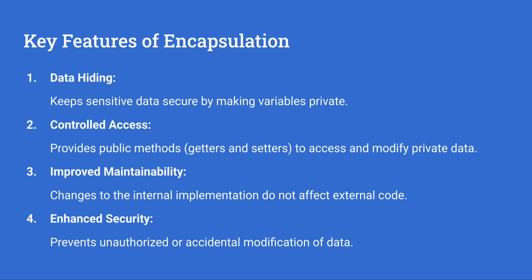Key features of encapsulation. So first is data hiding. Keep sensitive data secured by making a variable private. We are making some variables private to hide some data, not accessible from another class. Okay. Control the access. So provide public methods like getter and setter to access and modify private data. Improve maintainability. So changes to the internal implementation do not affect external code. Okay, we are using getter and setter methods. Enhance security. So prevent unauthorized or accidental modification of data.